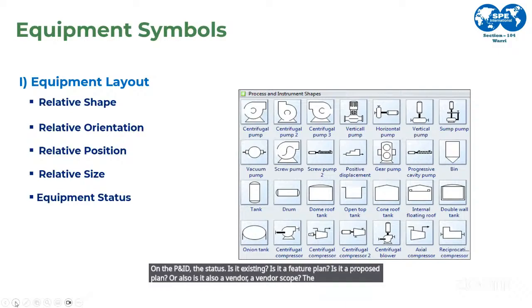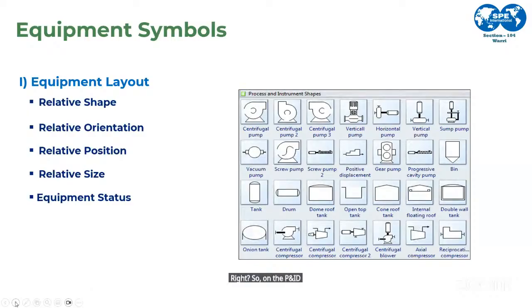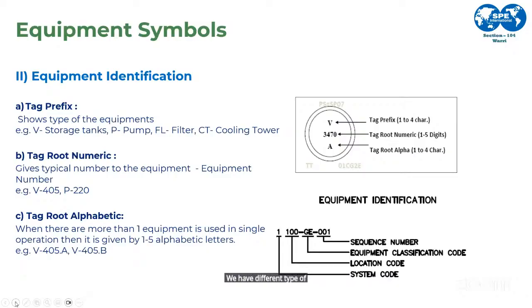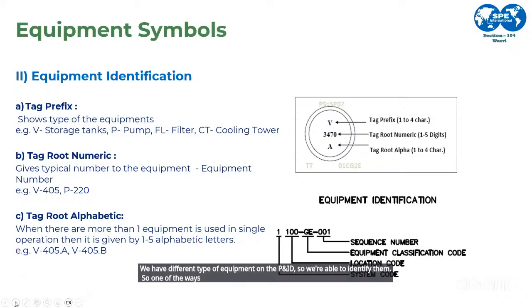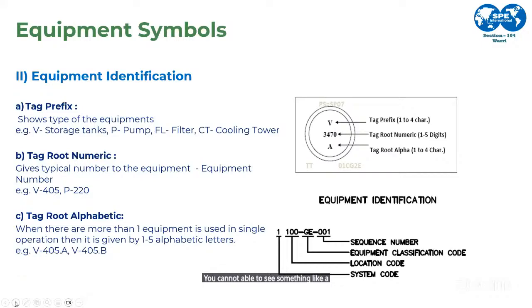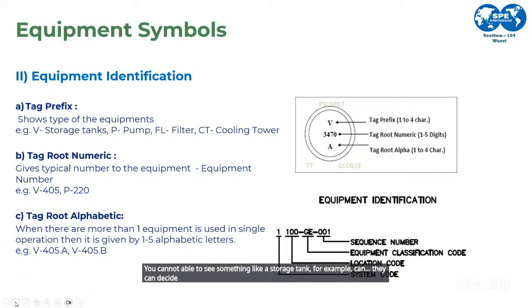The next slide just speaks to the equipment identification, right? So on the P&IDs, we have different types of equipment, and we're able to identify them. One of the ways we can do that is with the equipment prefix, right? It basically shows the type of the equipment, depending on the standard that is being used. For a storage tank, for example, they can decide to call it V. And sometimes someone will be thinking, oh, why didn't we use T, or even S or ST? But on the legend sheet, you're able to see all of these things.